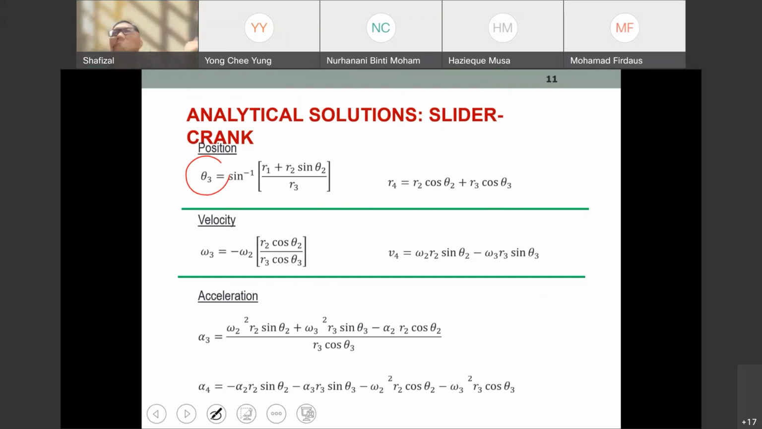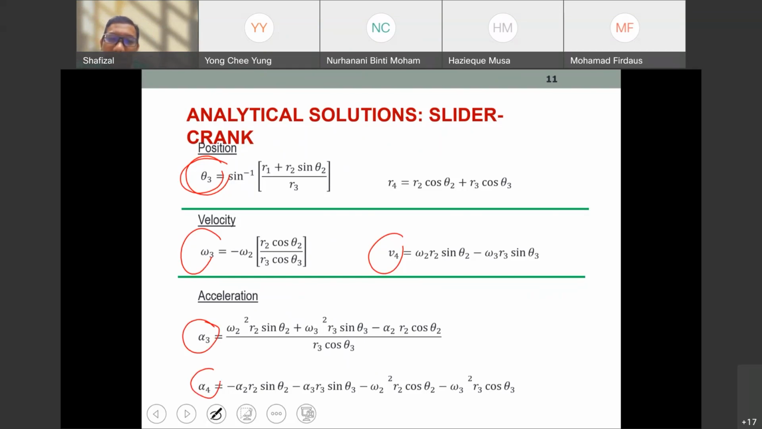So we have 4-bar circuit 1, circuit 2, and also the slider crank, for offset and inline diagrams. Based on that we can find, for example, the position theta 3, and then we can also find the angular velocity for the link and the linear velocity for the slider. This is for the slider crank. And then we can also find the angular acceleration of link 3, as well as the acceleration for the slider. So you can try this, you can look at this.